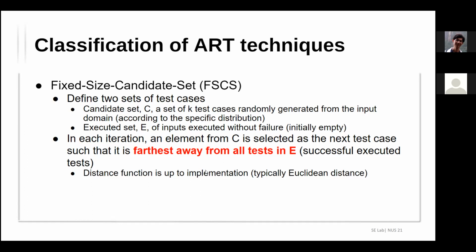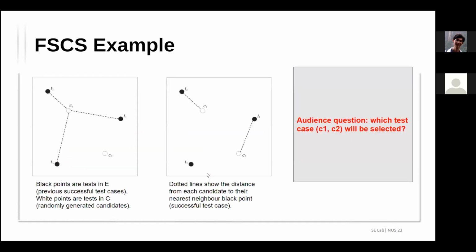And the distance function is up to implementation. This is usually Euclidean distance in terms of some numerical vector. So you represent each test case as a numerical vector in some multidimensional space, and you use Euclidean distance for that. So this is an example here.